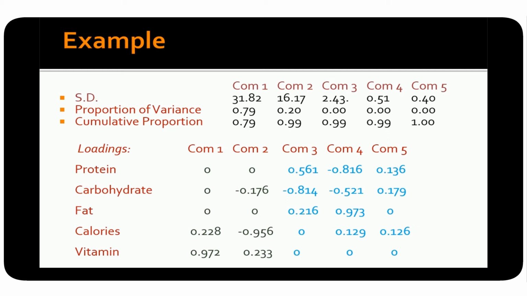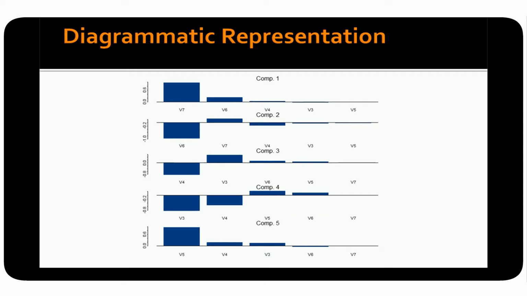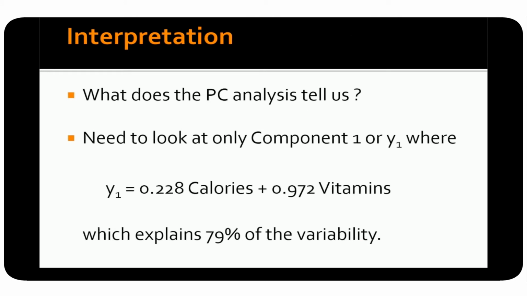So, you can see that we have the 2 columns where we have the first component and the second component and the corresponding coefficients, and diagrammatically we can show the percentage of the variability explained by the different components. And then what we see is that if you look at the first 2 components, y1 is 0.228 calories plus 0.972 vitamins.